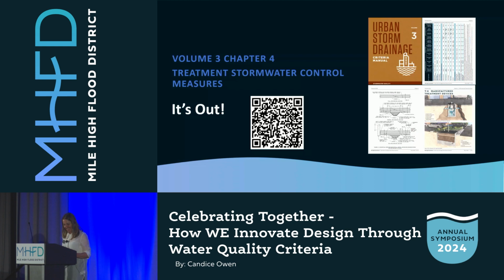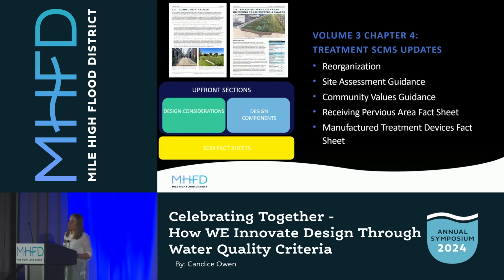Okay, we made it. Volume 3, Chapter 4 of the Urban Storm Drainage Criteria Manual dropped in March. And this chapter focuses exclusively on stormwater quality control measures, or SCM, designs for water quality treatment. If you haven't checked it out yet, here's the QR code. Go check it out on the webpage. And this was a substantial update. The last update occurred in 2010, and a lot's happened in 14 years.